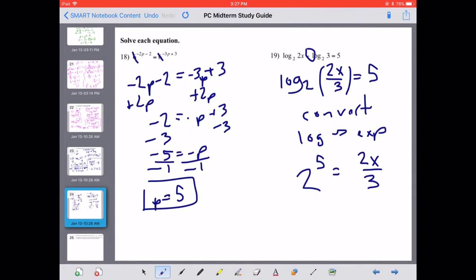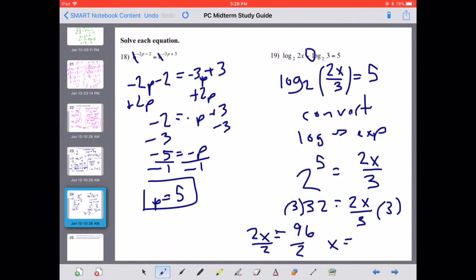I'm just going to do 2 to the 5th real quick, which is equal to 32. So 32 equals 2 times x divided by 3. So we can start solving for this. We end up getting 2x equals 3 times 32, which is 96. So divide by 2, and we get x is equal to 48. So that's how we could solve it.